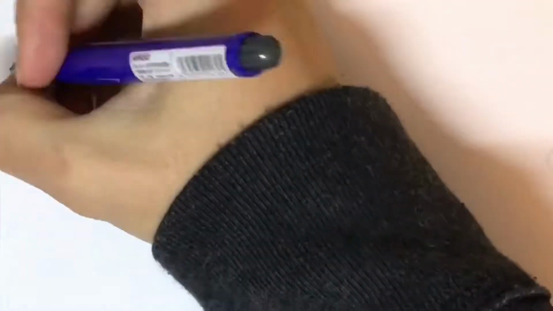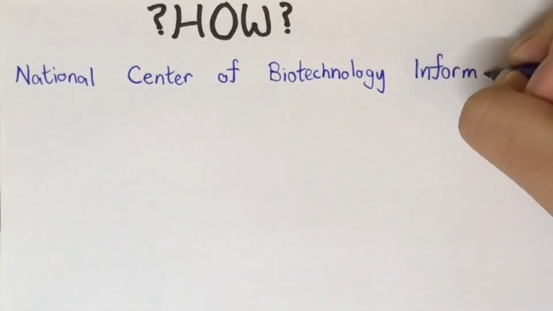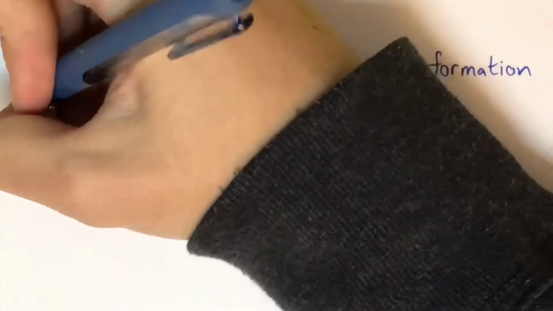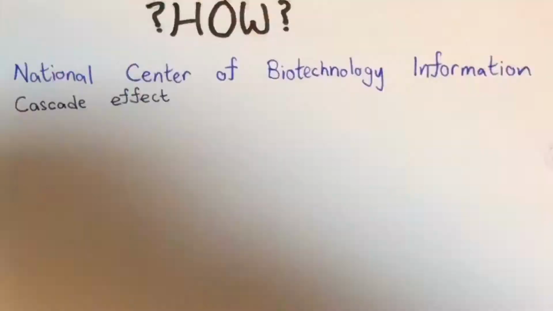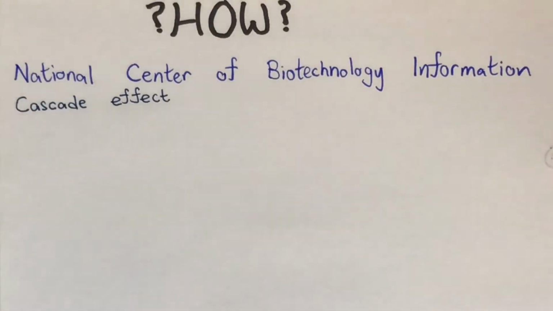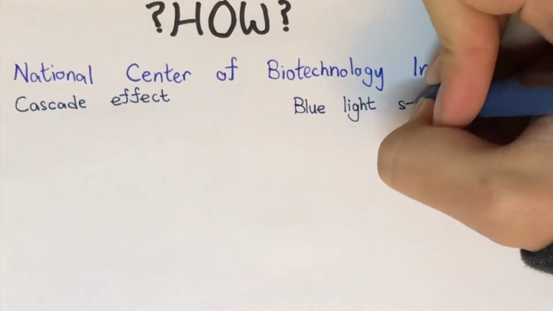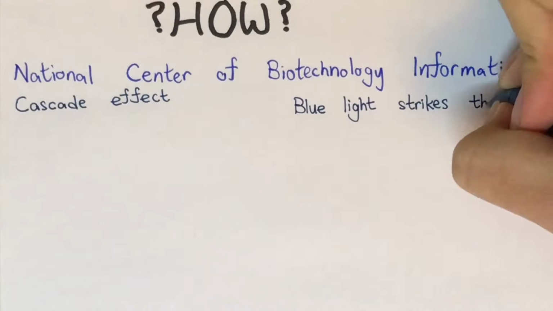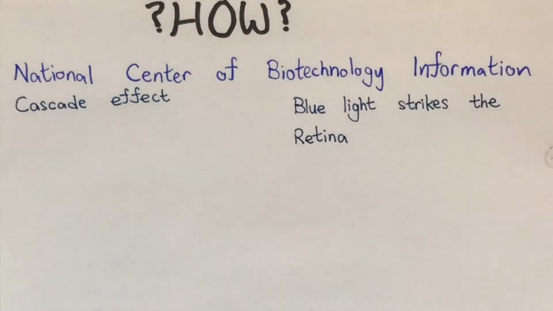signals to the brain. So, how exactly does blue light affect our eyes? According to the National Center for Biotechnology Information, which stands for NCBI, it states that we must realize that a cascade effect of cellular changes is induced when blue light strikes the retina. In an animal model researching exposure to blue light and photoreceptor apoptosis, the most pronounced cell death was found to occur 16 hours after exposure.